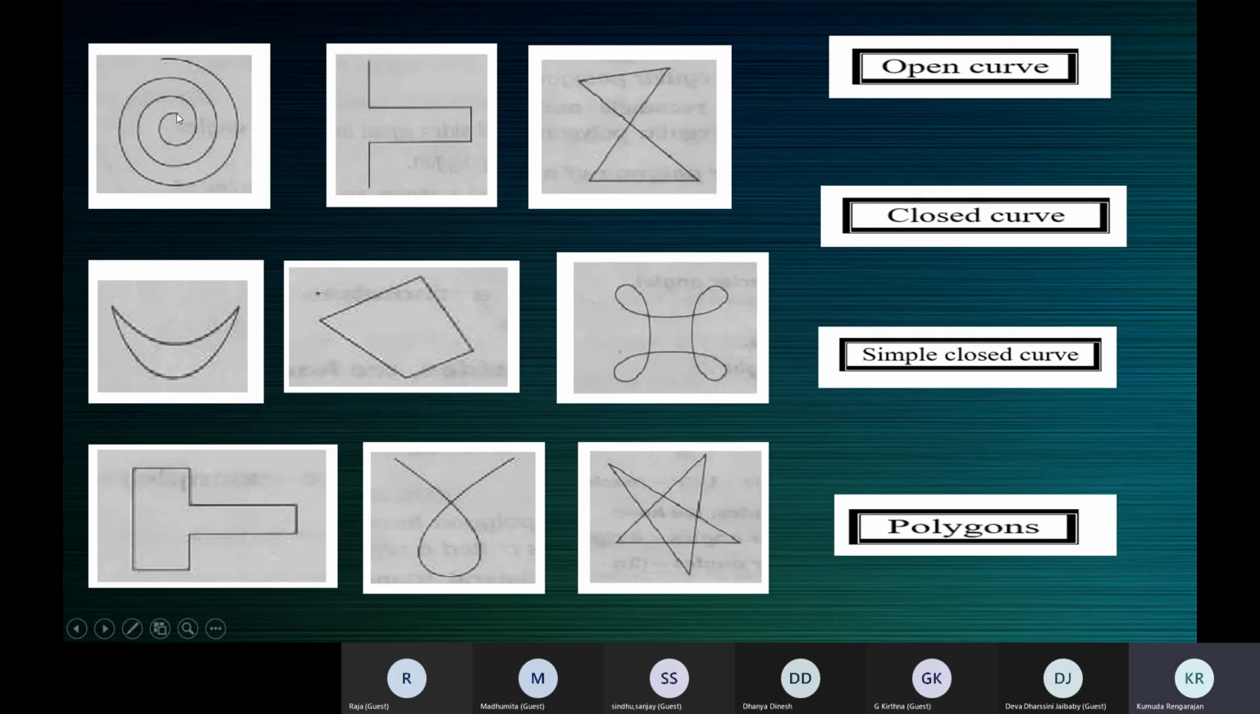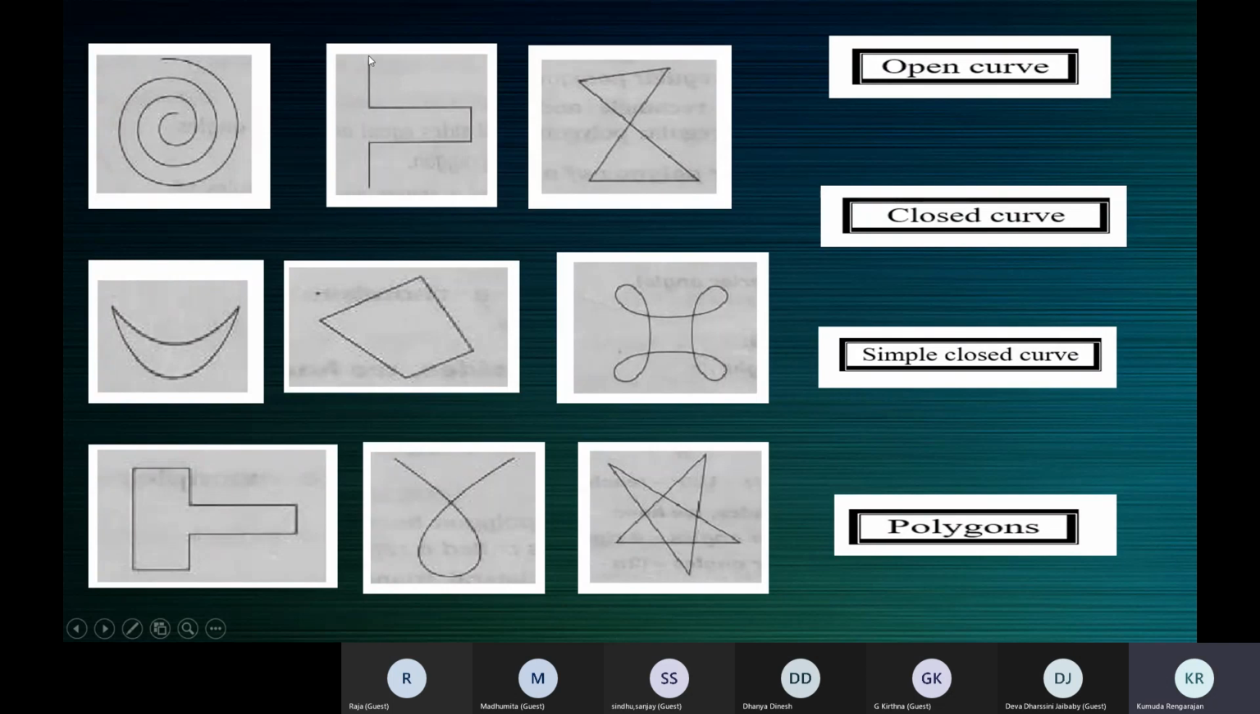I'm moving the cursor over the figure. I hope you're noticing that. Children, are you noticing the cursor moving over? Did you notice the cursor move over the figure? Yes, ma'am. All right, children.